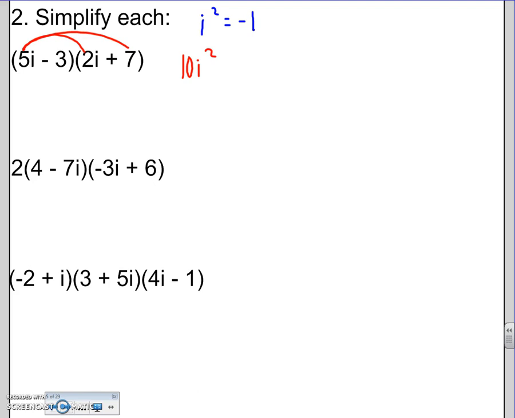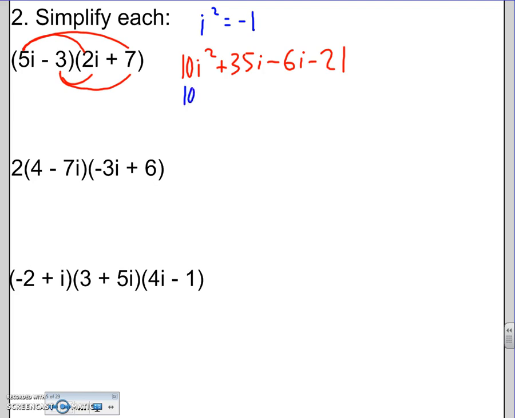5i times 7, that's positive 35i. Then -3 times both of these. -3 times 2i is -6i. -3 times positive 7 is -21. You can fix i² now or fix it later. I'd rather fix it first.